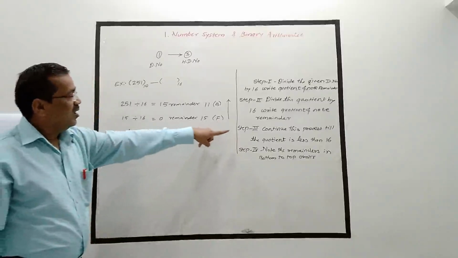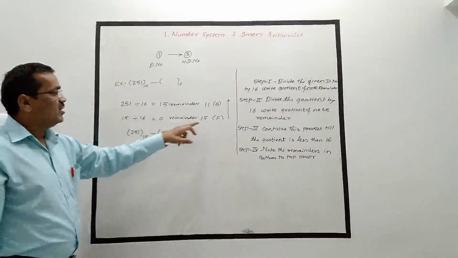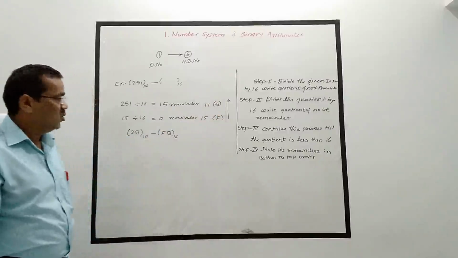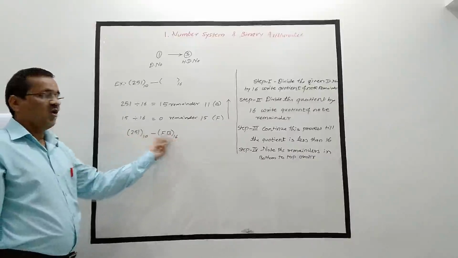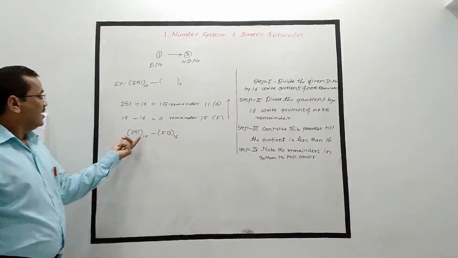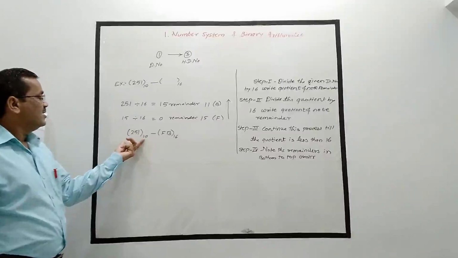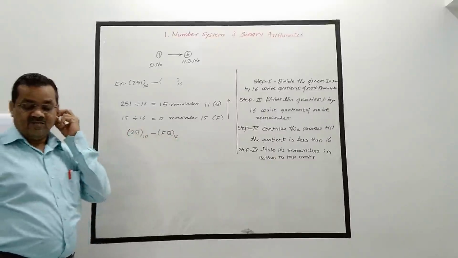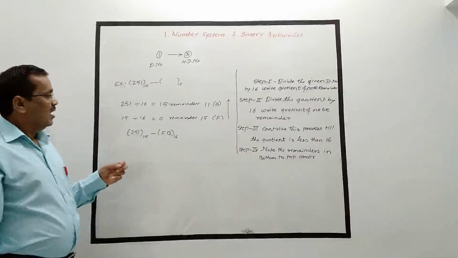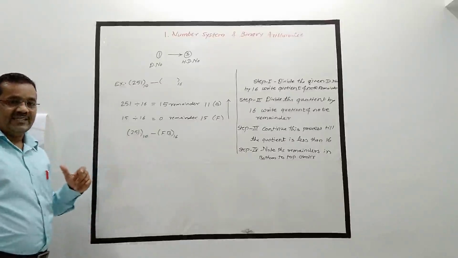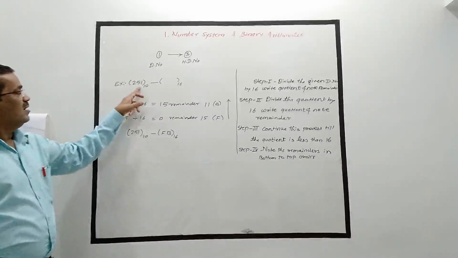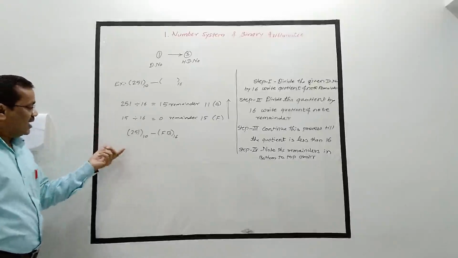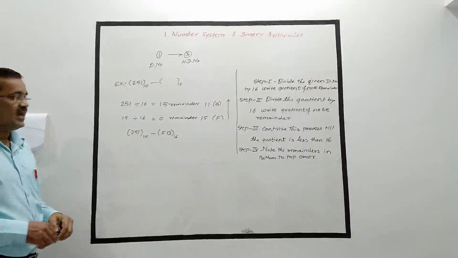Now step 4, note the remainders from bottom to top. That means decimal number 251 is equivalent to FB in the hexadecimal number system. So this is one example of decimal to hexadecimal conversion. To understand in more detail, we can take another example.